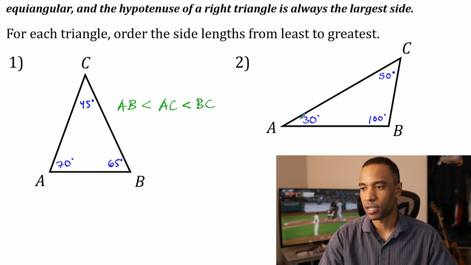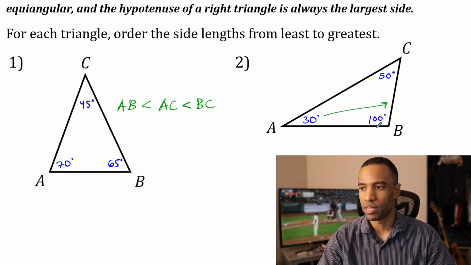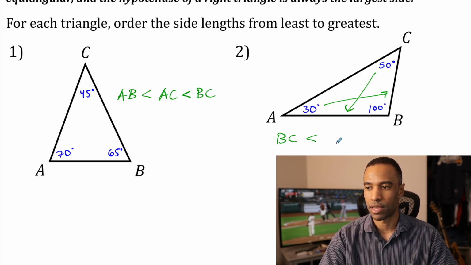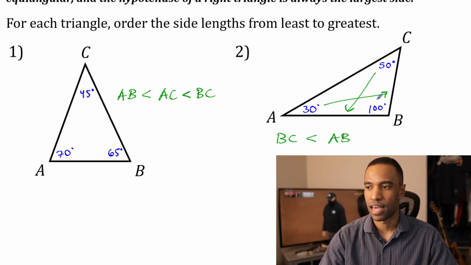Same thing goes right here. The smallest angle is 30 degrees, so opposite that will be the smallest side. That one is BC. BC is the smallest in this case. It is less than the 50-degree angle, opposite that guy right there is side length AB, and then across angle B, the 100-degree angle, is side length AC.